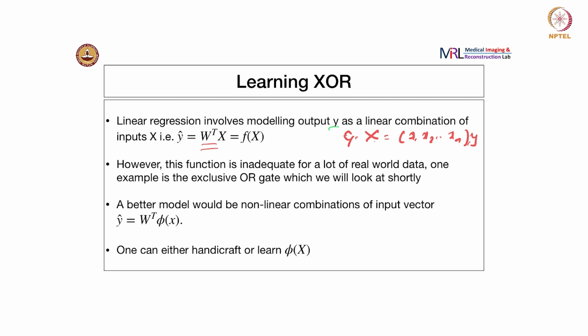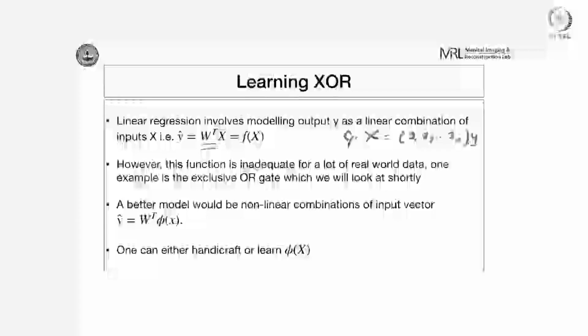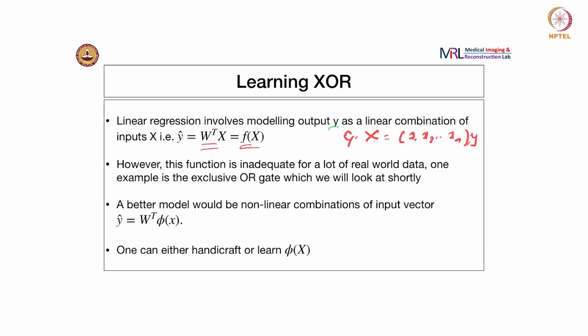But you will see that this linear model, this f of x as we call it, is inadequate for a lot of real world data. We're going to look at one example, which is the XOR gate, or the exclusive OR gate. It's a very simple toy example, and we'll learn a lot from it. So why would I say that this function is not good for a lot of real world data?